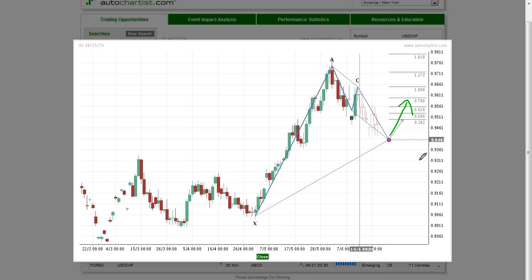And we can see, interestingly enough, subsequent to us identifying this emerging Gartley pattern, the price has actually moved towards this purple line. So you could potentially take a limit or a stop order at this purple dot, and again take, instead of a reactive, a proactive view on the market and where it's going.